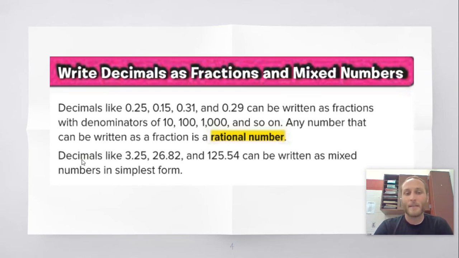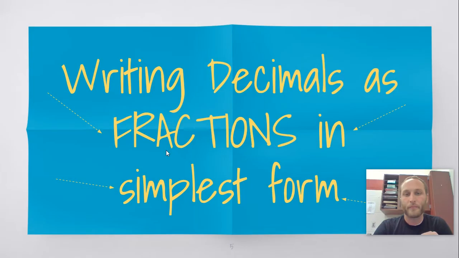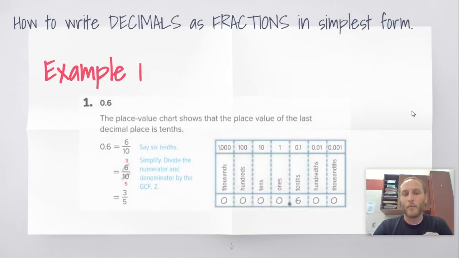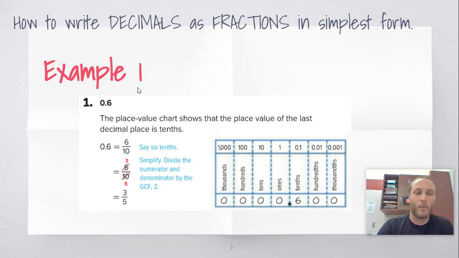So decimals like 3.25 are going to have that bigger number in front. That's going to be a mixed number. So that means we have 3 wholes and then 0.25 of the next whole. So we can take those decimals that are mixed numbers and write them as well. So let's start by writing decimals as fractions in simplest form. So the first example I'm going to walk you through here: if I was given a decimal like 0.6, you see it right over here, 0.6.